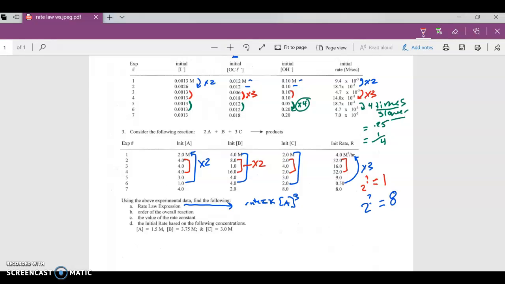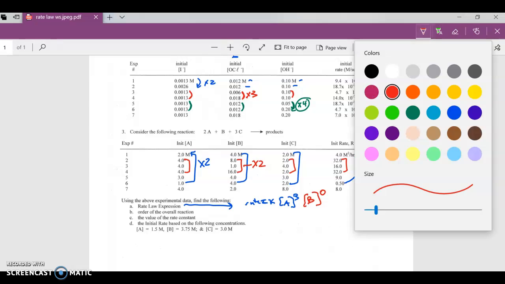So 2 to the 0. This is a 0 order one. That means you can put in as much B as you want. It's not going to change the rate of reaction at all.